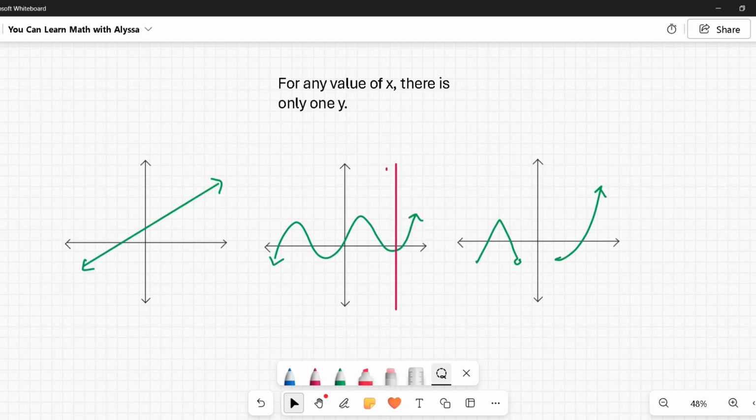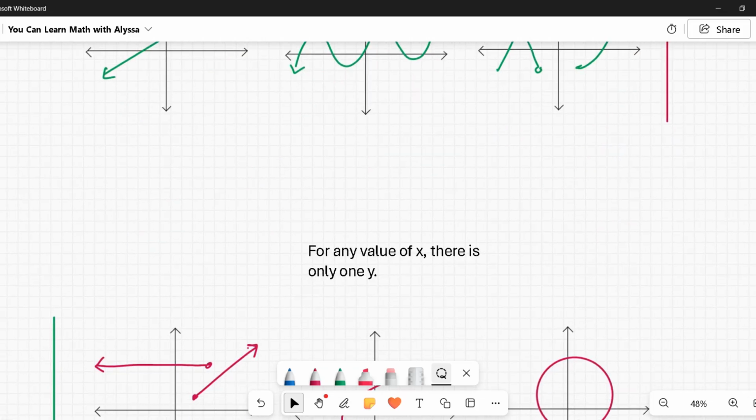We have this nice wave, but as I go across, my vertical line is only crossing it at one point at any given location. So for every x, there's only one y. This is called a piecewise function. It's in two parts, but it's still a function, because as I go along, it's only crossing it one time all the way across the graph.